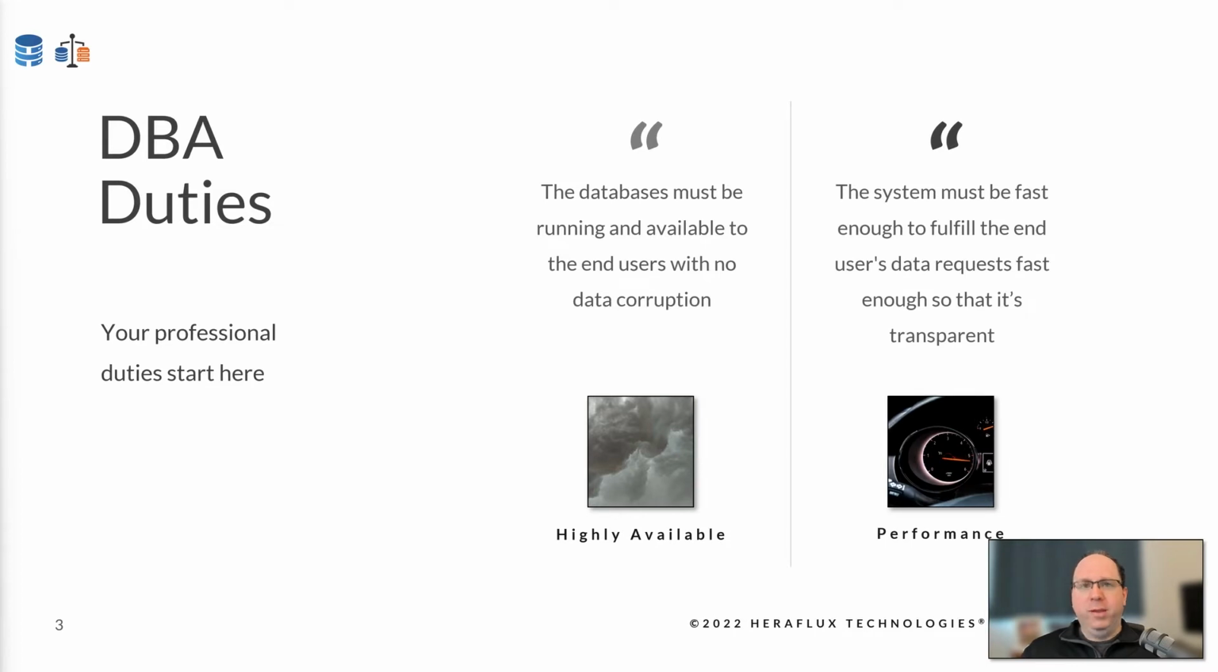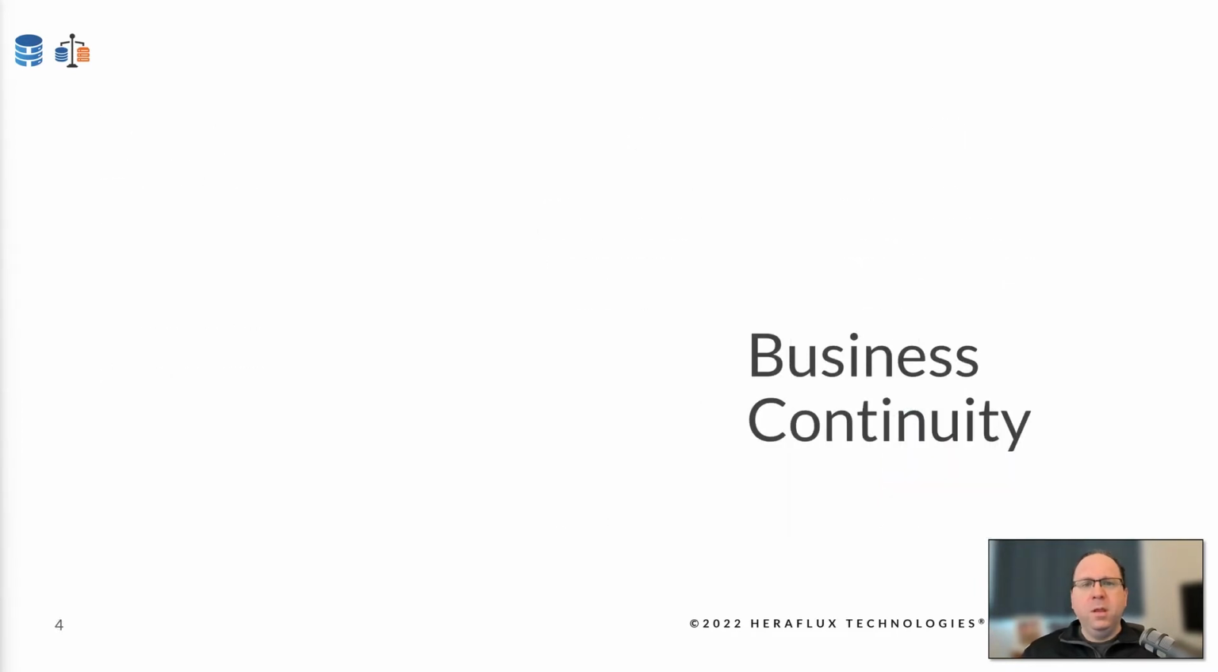At that point, once it's running, then we have to make sure that it's fast enough to fulfill the needs of the business so that the data layer really isn't getting in the way. It's not slowing business operations down. These are the two principal tenets of being a DBA. Everything outside of that is more supporting these two purposes. The business continuity side is a real big challenge. It's much bigger than this presentation, but I want to make sure that we're aware of a lot of these core fundamentals.